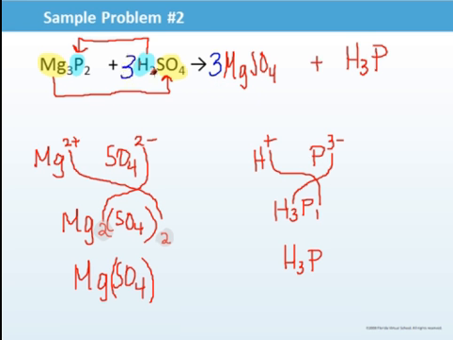I now have 6 hydrogens. I need to have a total of 6 hydrogens. Don't forget, that also changes the number of phosphoruses or phosphides. So that's 2 of the phosphide ions. Look at this. We already have 2 here. So we are now balanced.